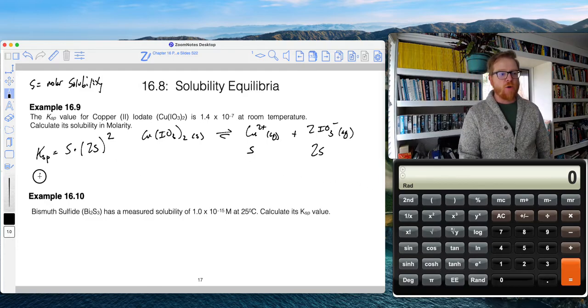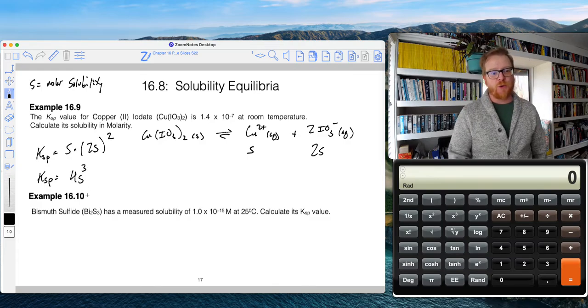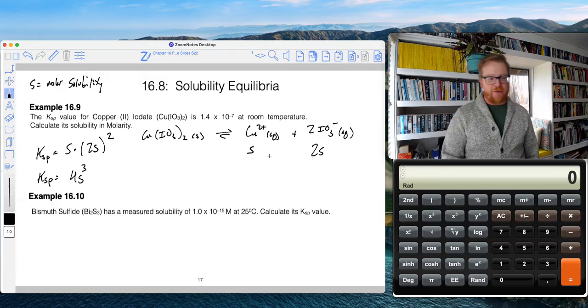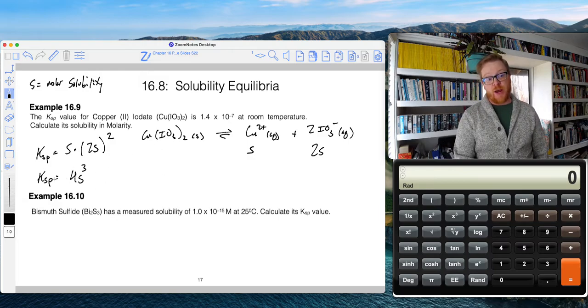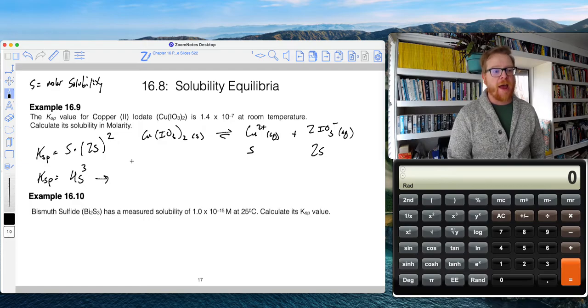So that's all going to become S times 2S all squared, which is going to give me 4S cubed. And once again, S is my molar solubility. So now all I have to do is rearrange this equation and solve for S. So I'll go ahead and do that now.